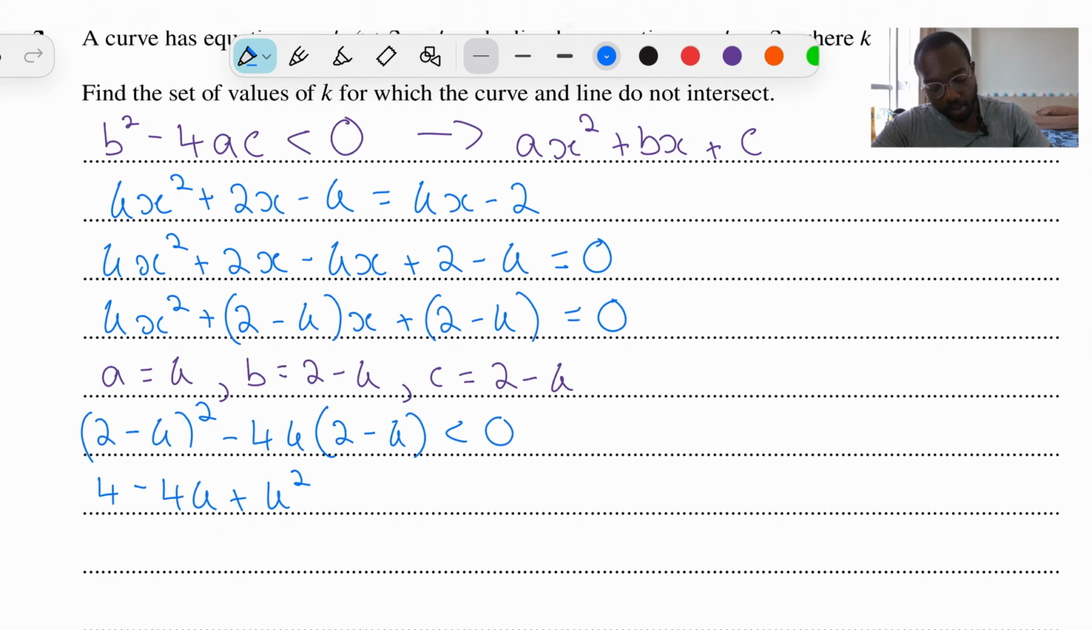Then we get a minus 4k times 2, which is a minus 8k. And then a minus 4k times a minus k, that is a positive 4k squared. And that is less than 0. And now that means if we add our values together, we get a 5k squared, minus 4k minus 8k is a minus 12k. And then we have just that 4, so that's a positive 4. And that is less than 0.